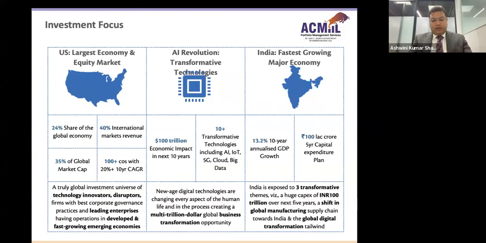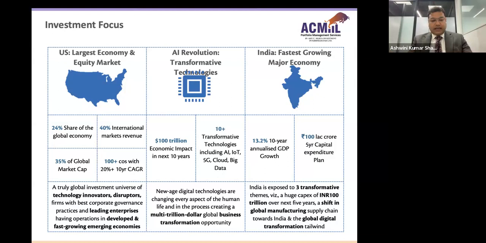Now, when we do that, these are the three focus areas that we have identified, that one needs to take exposure to, whichever structure or wrapper you are doing. But the end bottom exposure has to be at least on these three fronts. One is obviously the US economy. US economy is the most innovative economy. It's a growth economy. We believe that it's a developed economy, so it will not grow at that rate.